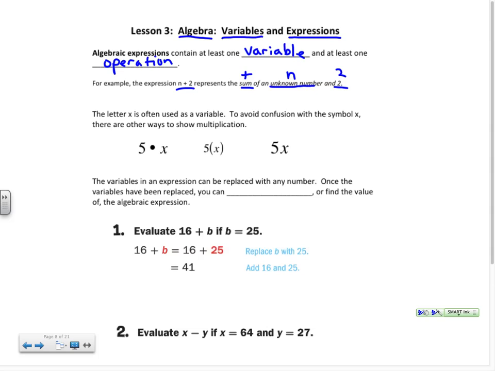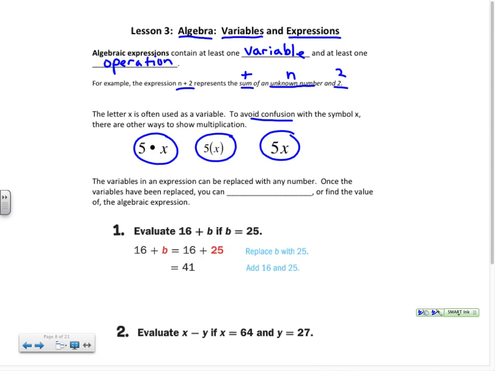The next part, the letter x is often used as a variable, and to avoid confusion with the symbol x, there are other ways to show multiplication, and we've talked about these. 5 with a dot x means 5 times x. 5 with the parentheses x means 5 times x. And 5 right next to that variable x, 5x, means multiplication.